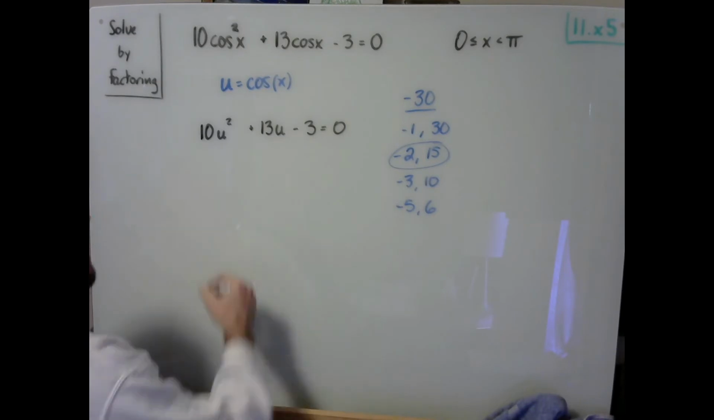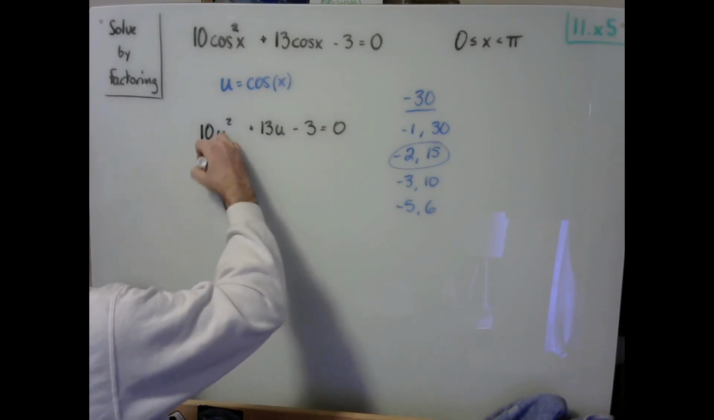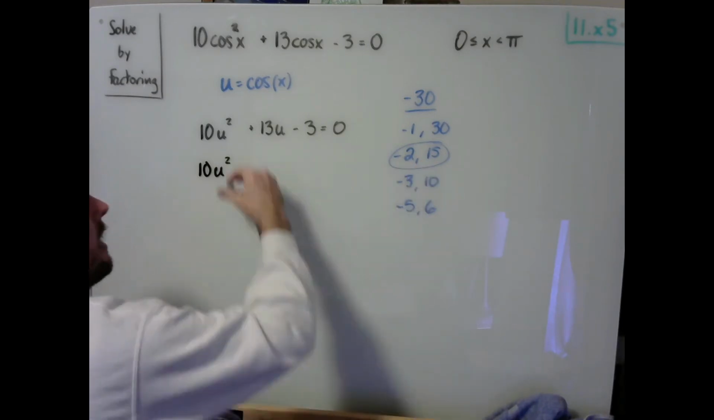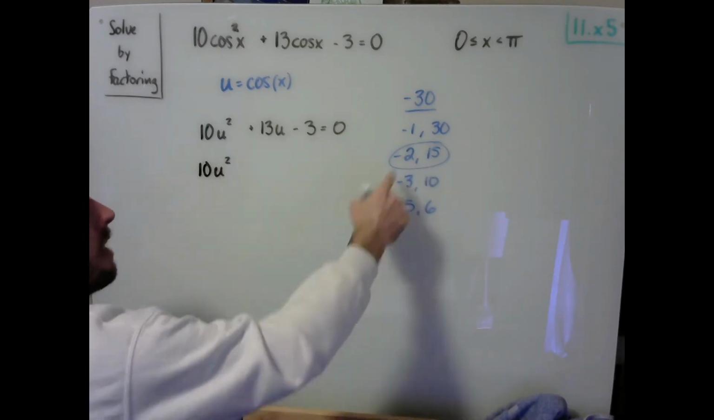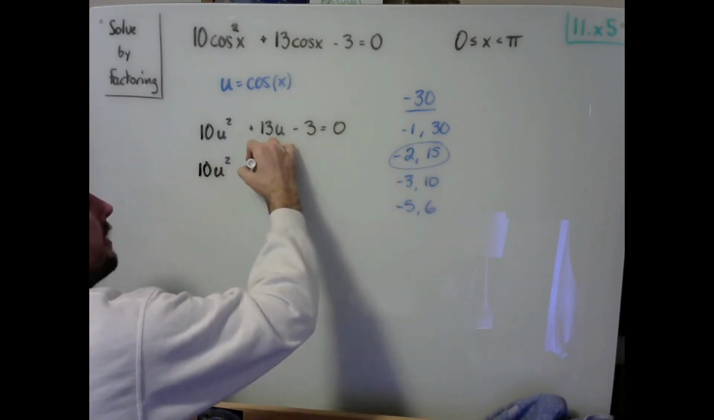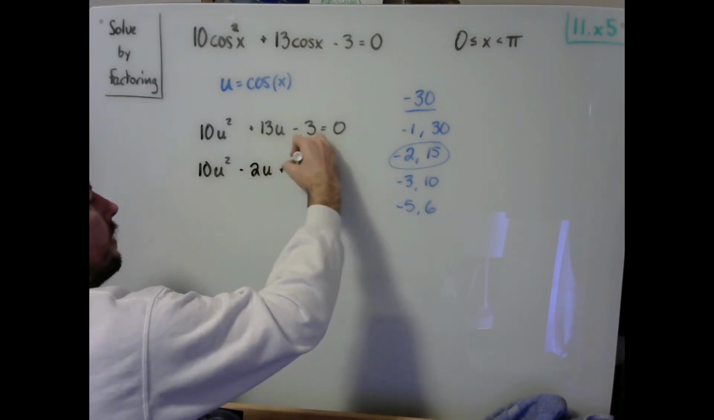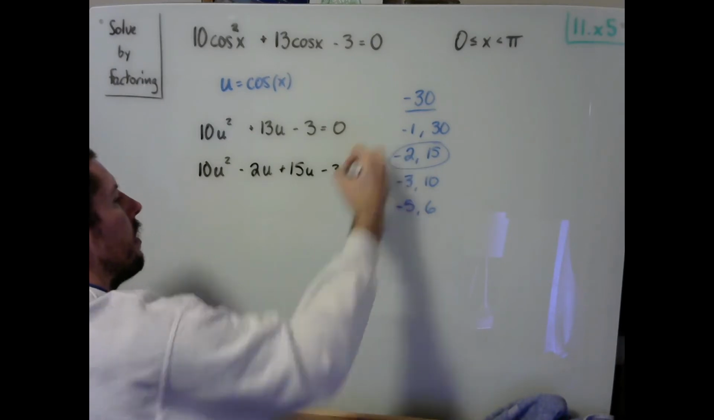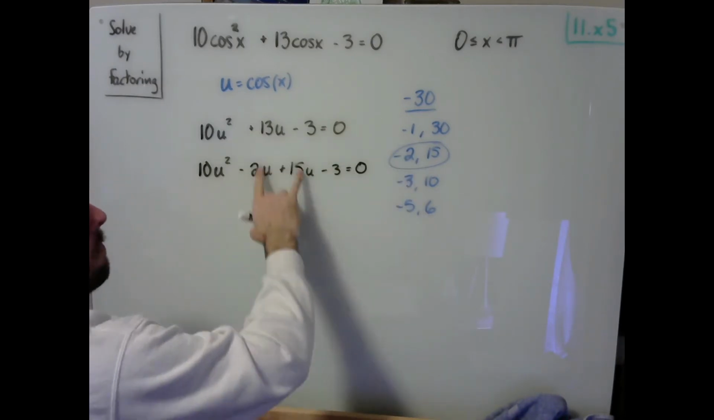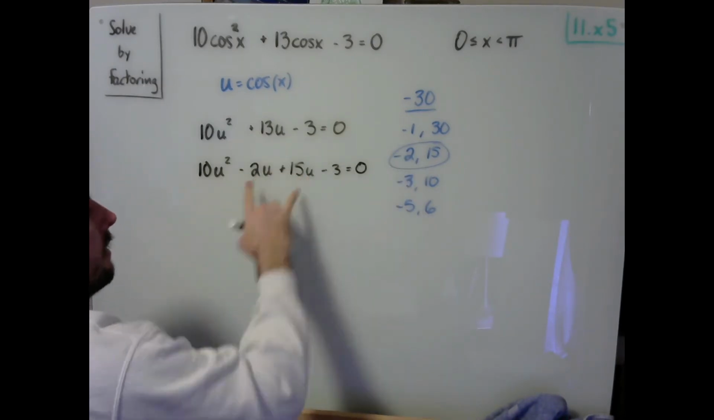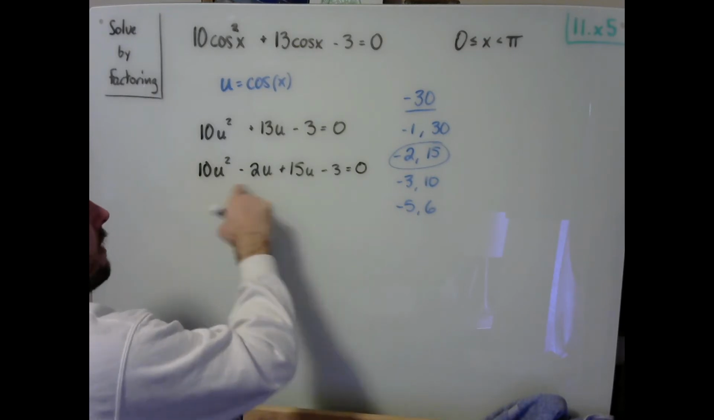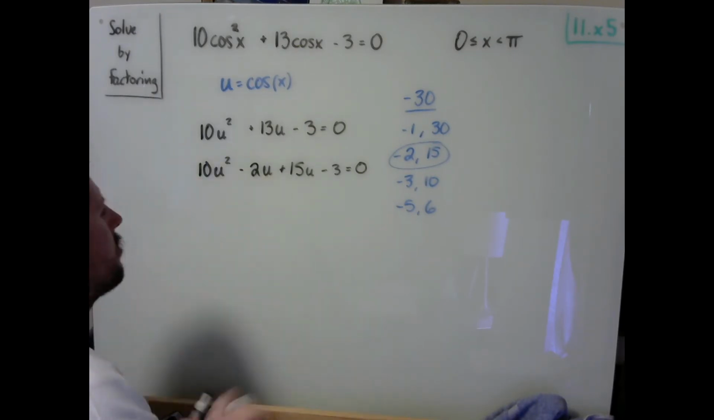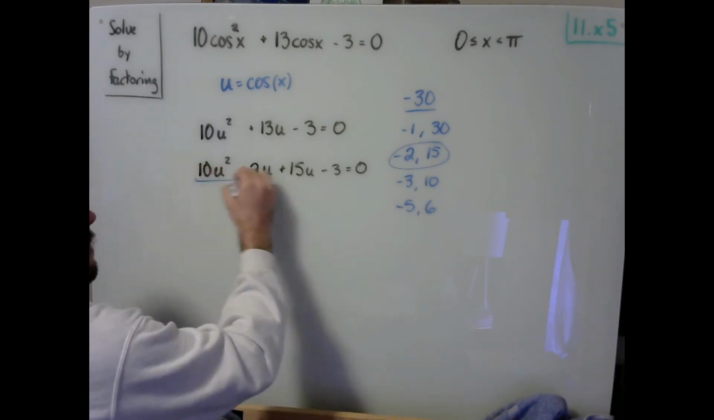So here's what my factor by grouping steps look like. First, I'm going to rewrite this as, and I'll just keep it in this order, 10u squared minus 2u plus 15u minus 3 equals 0. So I've rewritten 13 based on my choice of product pair. I'm now going to factor by grouping. I'm going to ask myself what's common to the first grouping, 10u squared minus 2u.